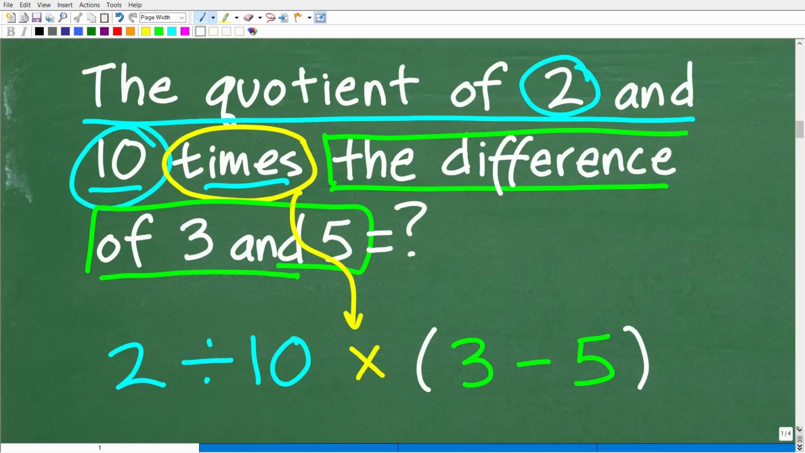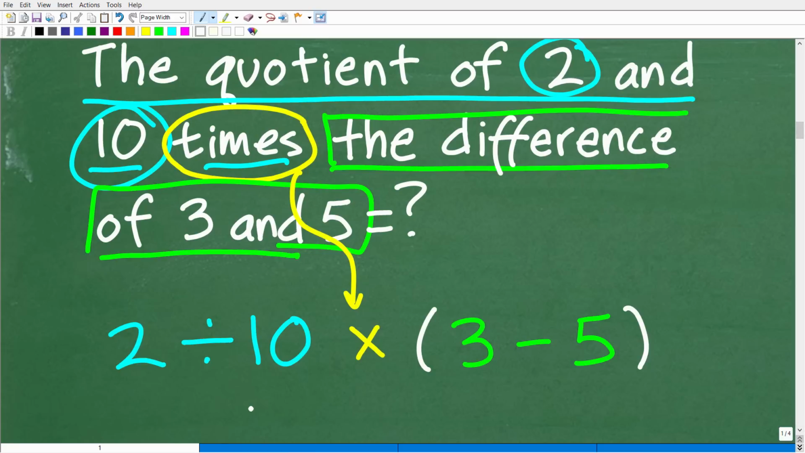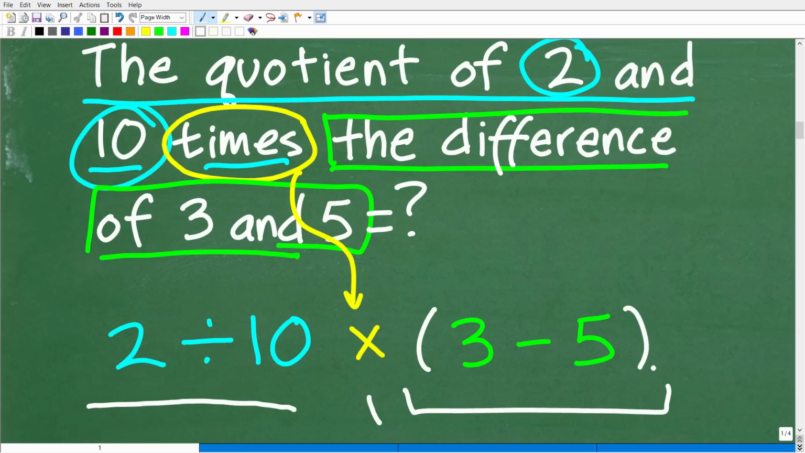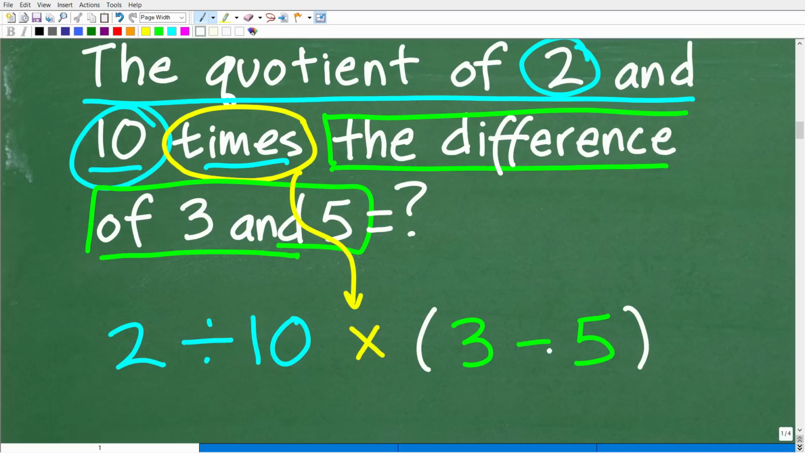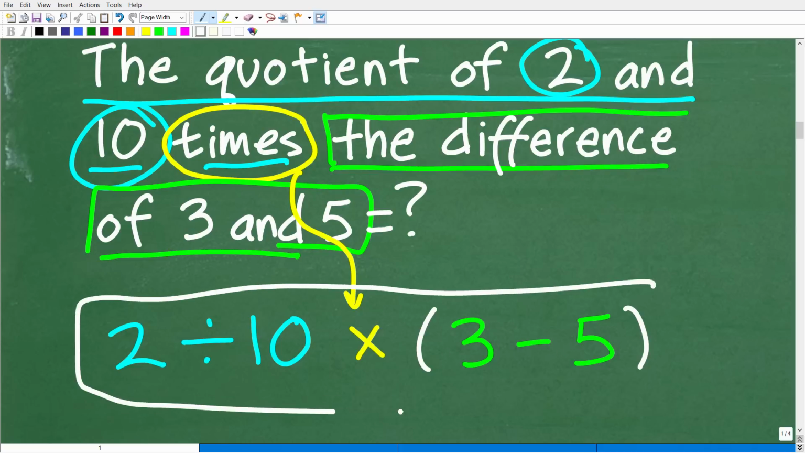So let's read this back and make sure we have this right. This is the quotient of 2 and 10 times the difference of 3 and 5. Okay, so if you were able to interpret this problem to this point, that's very, very good.